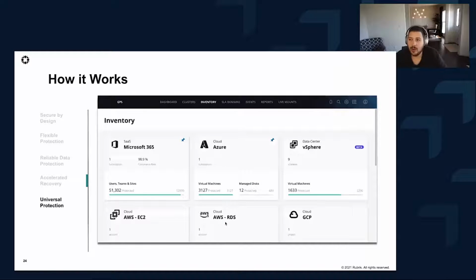And at the same time, all of this applies to the rest of your ecosystem, whether it is in Azure or in your data center with vSphere. You can take these same SLA policies and apply them to those workloads as well, and then utilize the Rubrik Security Cloud interface here, which is our SaaS-based application, to manage the recovery of those workloads in the event of an attack.